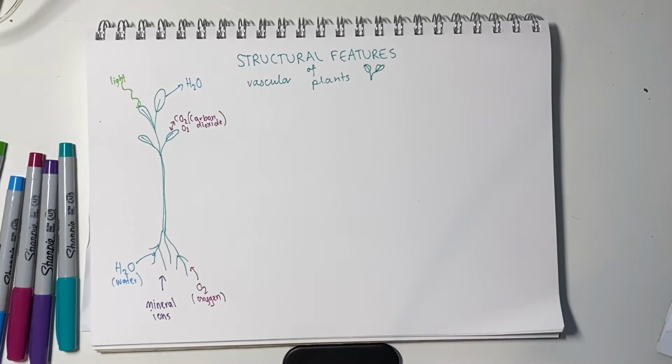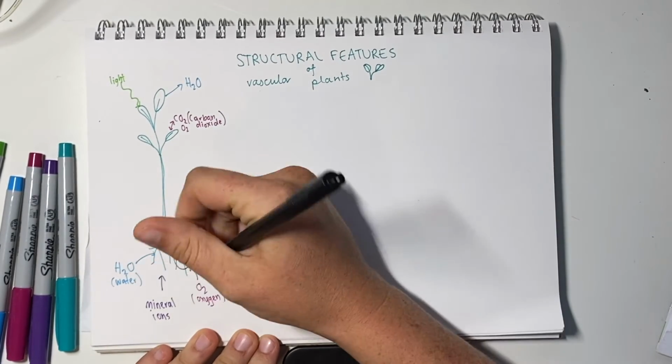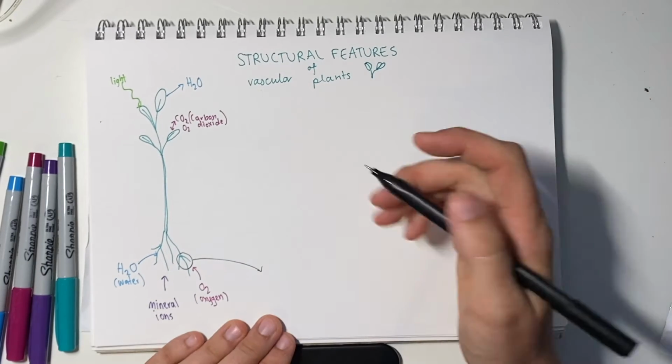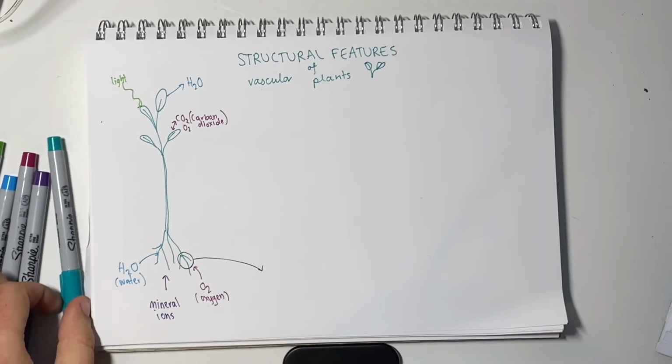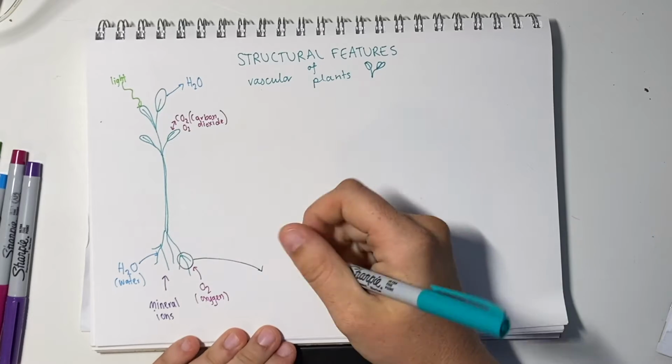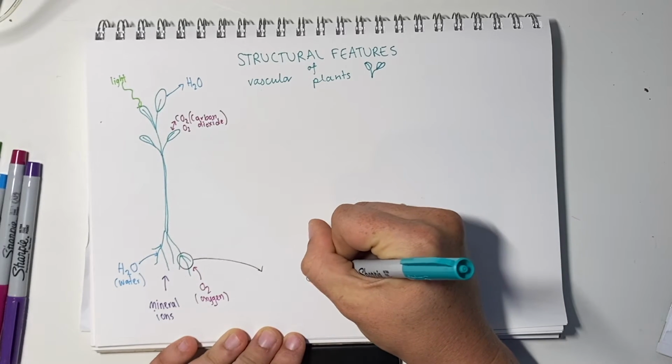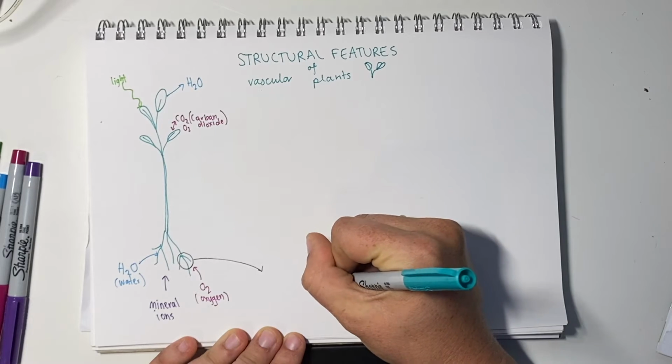Alright, let's take a look at our first structure. We're going to be looking at the roots. So the roots is where we're taking up our water, our mineral ions and our oxygen. The roots are the structures of plants that provide that stability that deeply roots them into the soil. They're the main source of that nutrient collection.